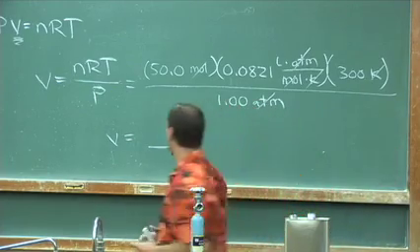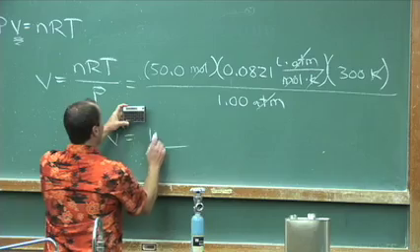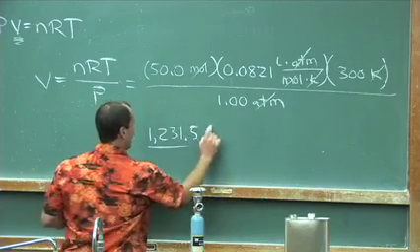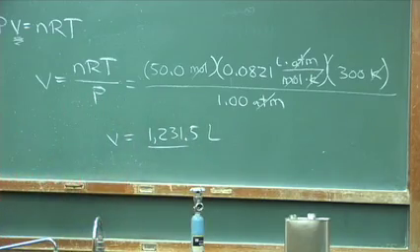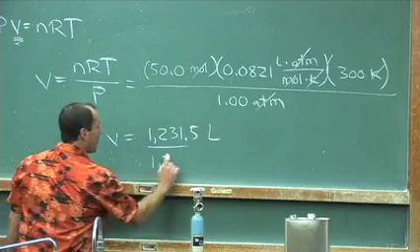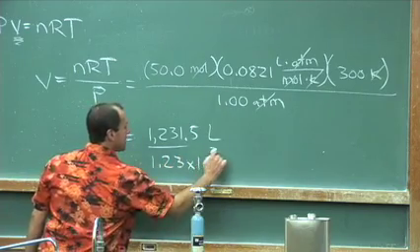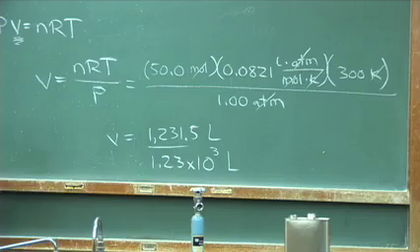We have 3 significant figures. Let me write down the answer on my calculator. But knowing we need to express this to 3 sig figs, let's call it 1.23 times 10 to the 3rd liters. 1,000 liters, that's a pretty good sized balloon. Nice job.